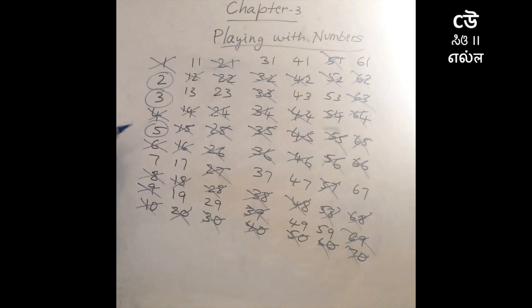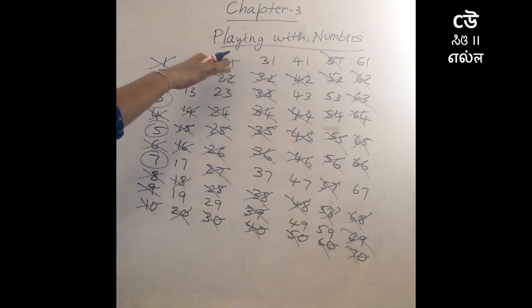Next, which number do we have? The left out number is 7. So you circle 7. Now what you have to do? Same method. You have to cross all multiples of 7. So 7 twos are 14, 7 threes are 21. So 21 is already done. Leave. Then 7 fours are 28.